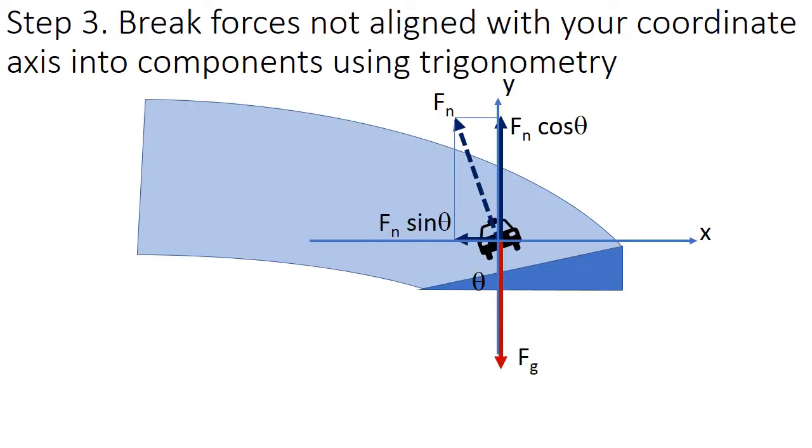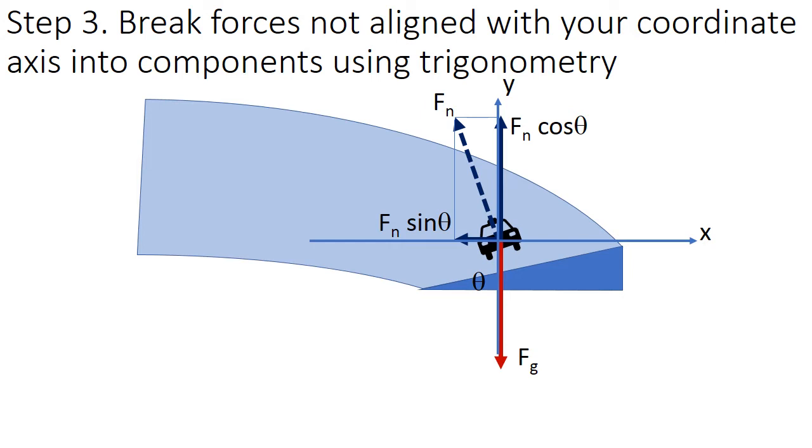So for the next step, we'll need to break the normal force into its x and y components. And the reason we break down the normal force into its components and not the force of gravity is because when we define the axis, the gravity force is specifically on the y-axis. However, the normal force is neither on the y-axis nor the x-axis.